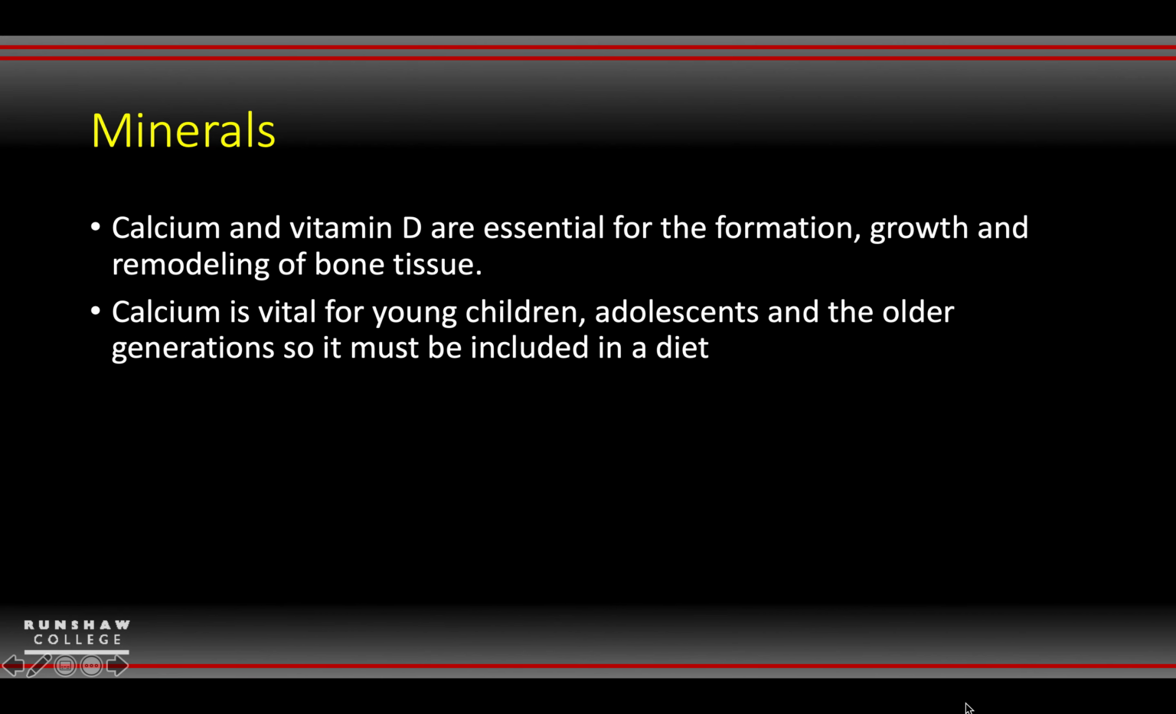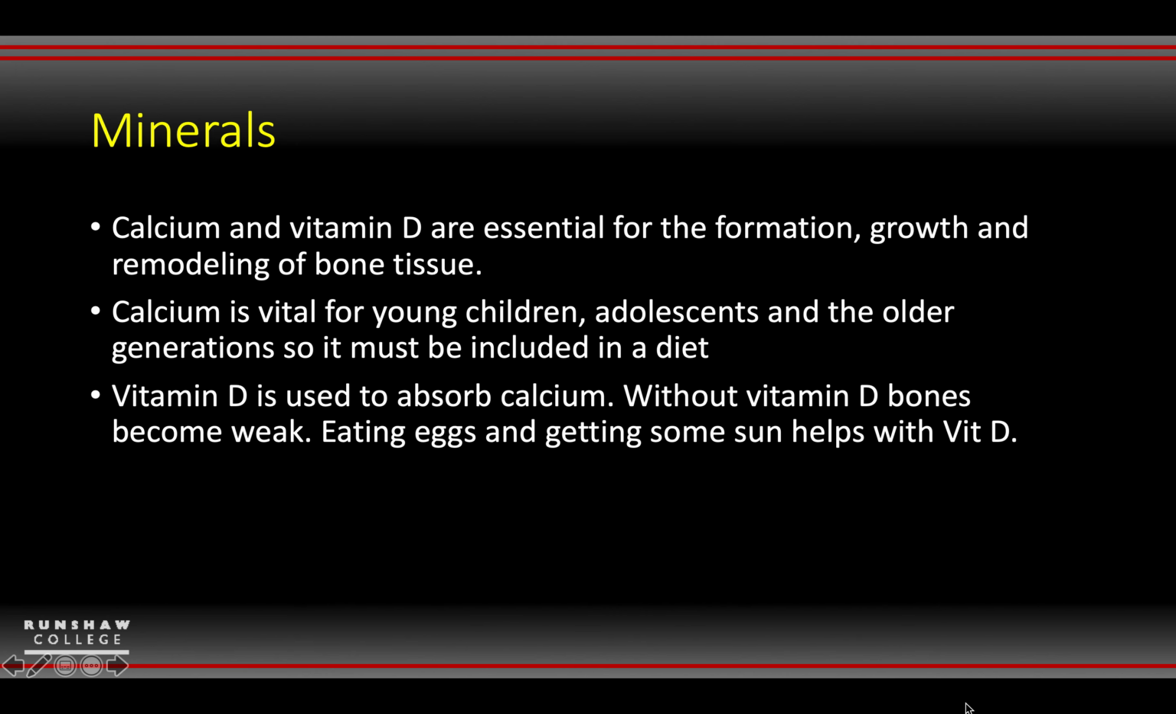So calcium is vital for young children as they are growing to be adolescents. So the more calcium they get, the healthier the bones they can generate. And your vitamin D is not actually a vitamin, it's called a prohormone, but that is used to help absorb the calcium. Without vitamin D, your bones will become weak. This can be found in eggs and other kinds of foods like that.